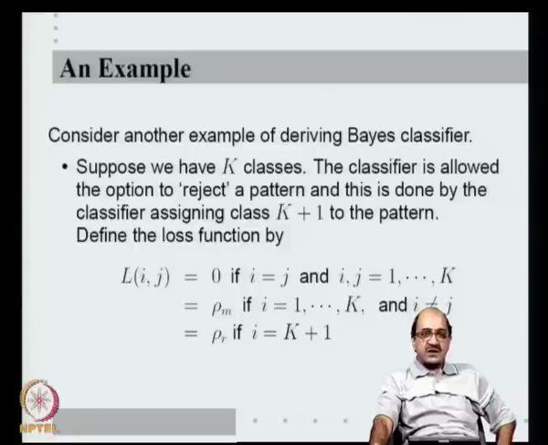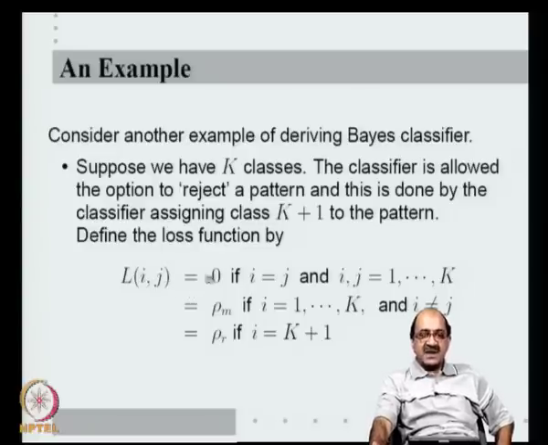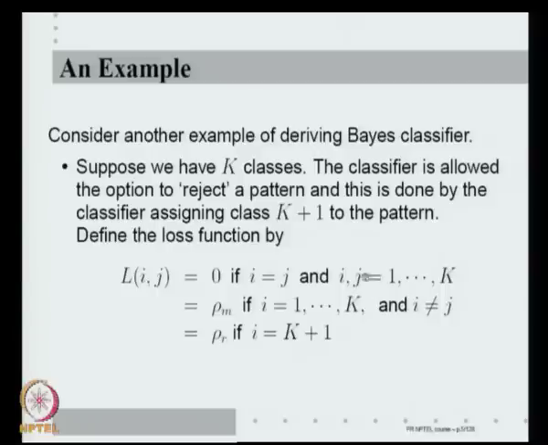As you know, the loss function has two arguments. The first argument, which I call i here, is the action of the classifier. The second argument is the class label j. So, i can take values 1 to k plus 1, whereas j takes values only 1 to k. This is something like a 0-1 loss function. If both i and j belong to 1 to k, that means the classifier has classified the pattern to one of the classes, and if i is equal to j, then the loss is 0.